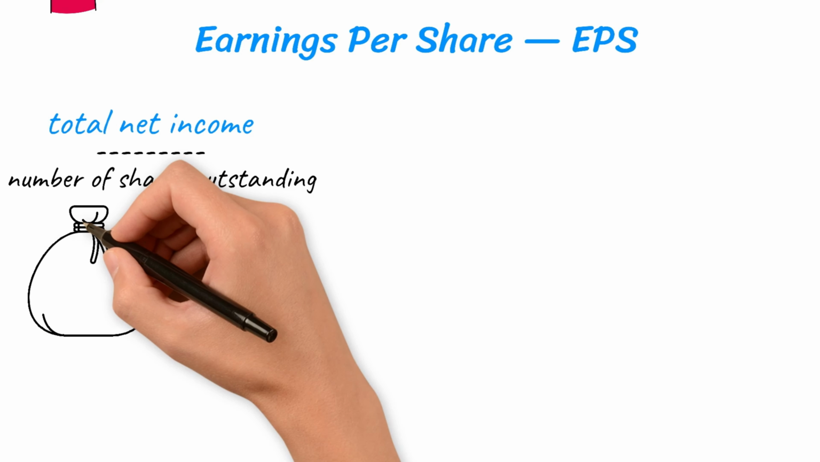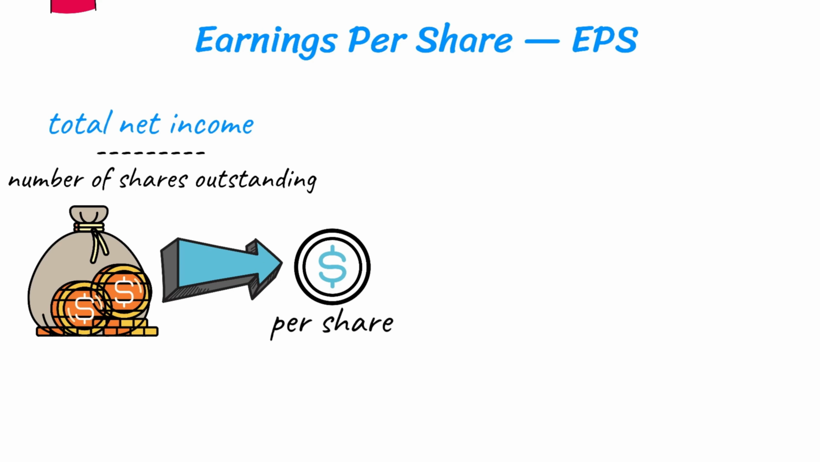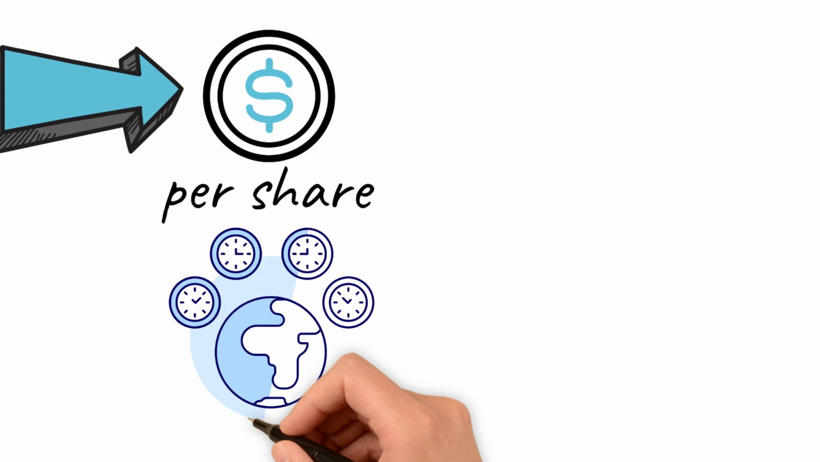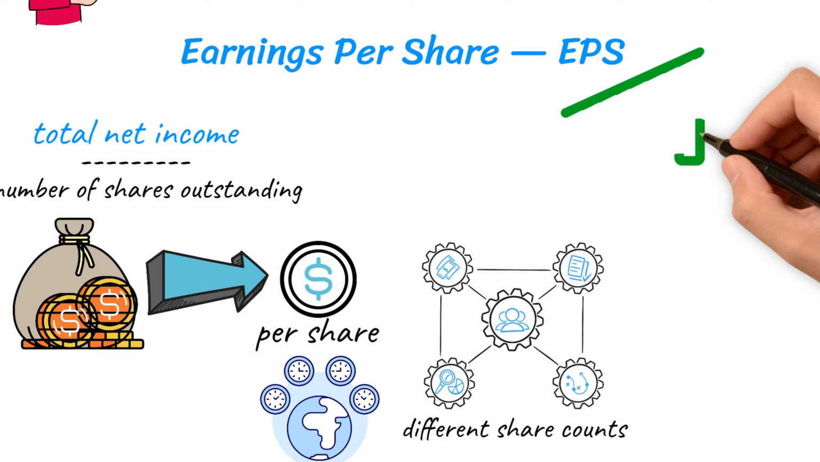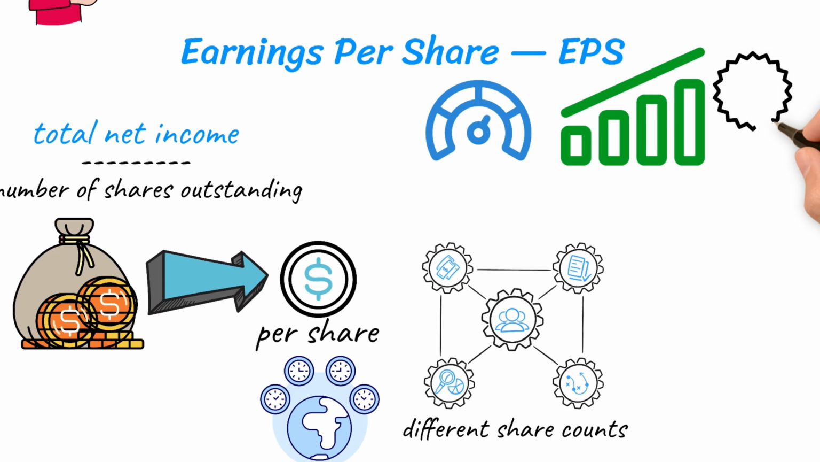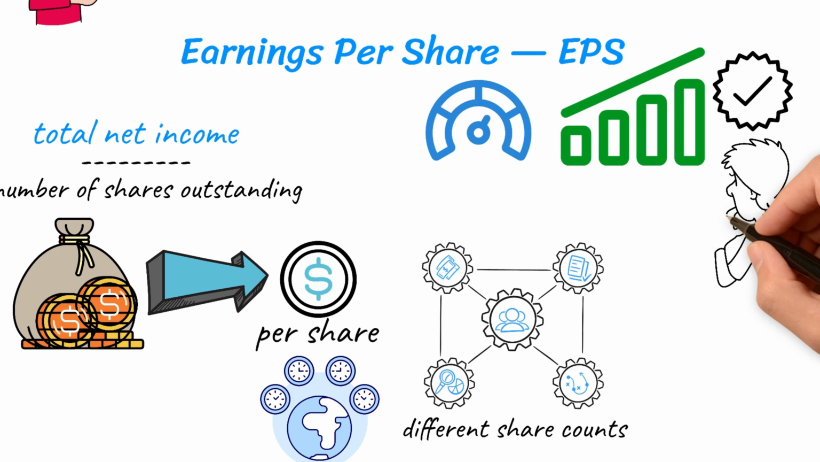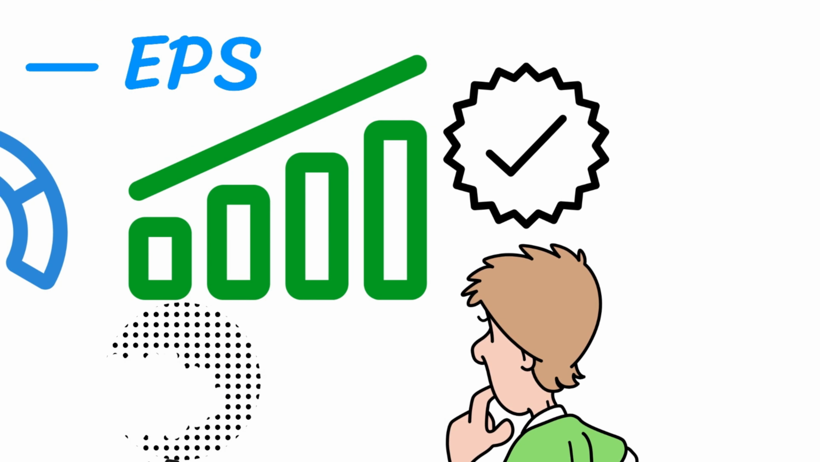Earnings per share, EPS, is the total net income divided by the number of shares outstanding. It translates company-wide profit into per-share terms, which allows investors to compare across time and across companies with different share counts. Rising EPS over multiple years is one of the most reliable indicators of a fundamentally strengthening business. But always check whether EPS growth is coming from actual profit growth or from share buybacks. A company can boost EPS simply by reducing its share count, even if profits are flat.